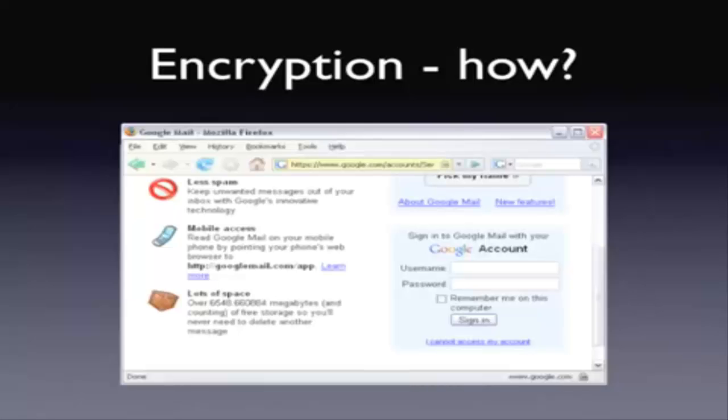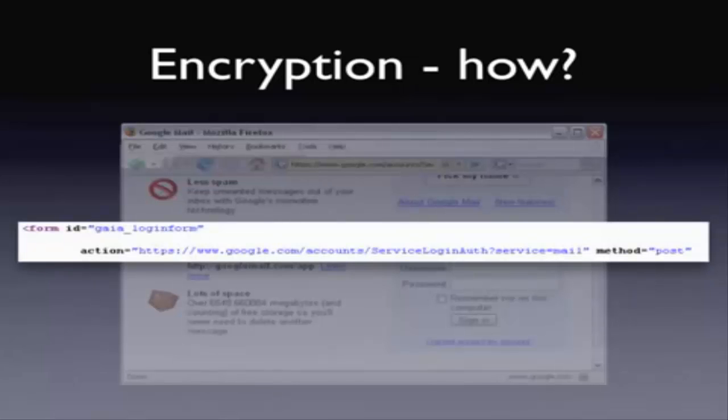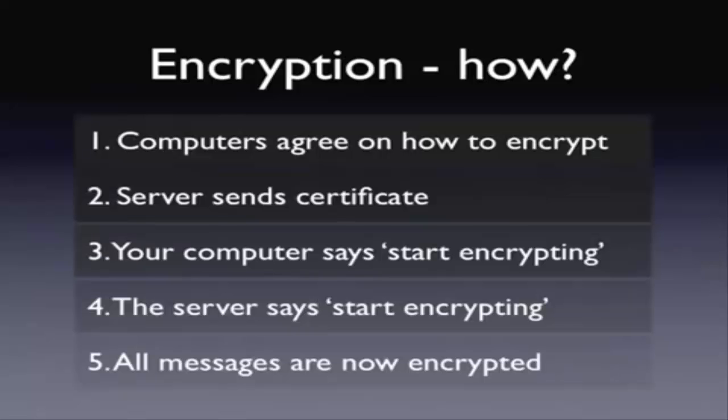Okay, so let's take an example. Google's Gmail service will encrypt, using SSL, the username and password you send it. Now, how do we know this? If you look at the HTML behind the page, you see that when it submits the login details, the action in the HTML code begins with HTTPS. So that's indicating that it wants to submit the form securely. Now, once you press submit, there's several steps before the actual encrypted data is sent. This is called the handshake.